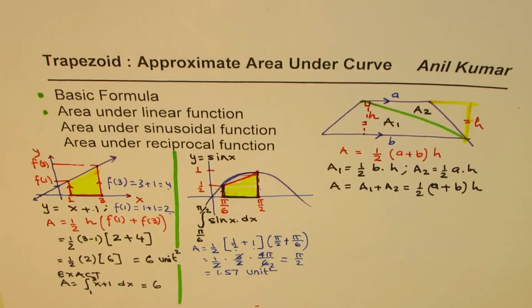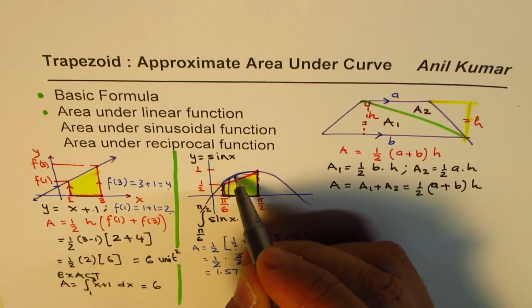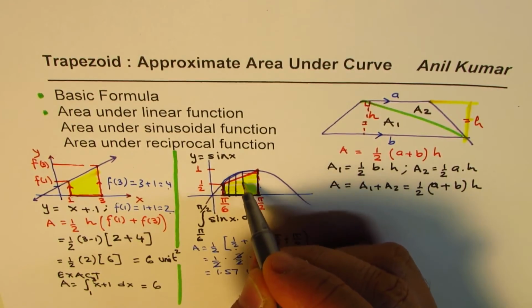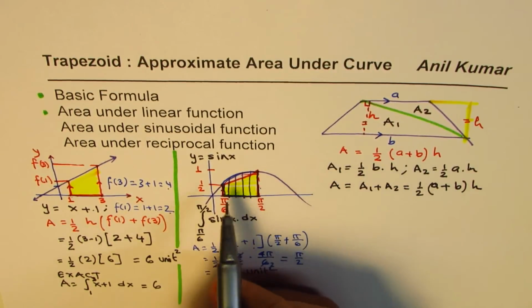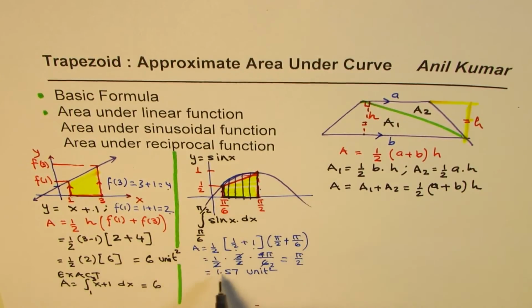Now what you need to appreciate here is that I could have made many trapezoids. And if I would have done with many small trapezoids, I would have got a very accurate result, right?